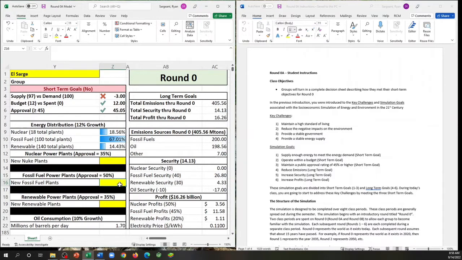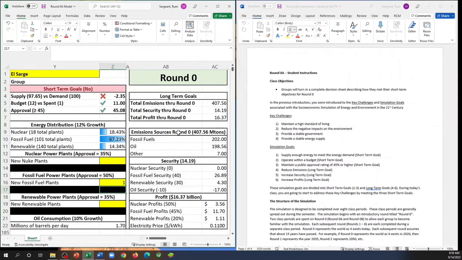If we build a single renewable energy plant and then I hit enter, the security score went from 14.13 to 14.19. The more of our energy grid that we place in fossil fuels, the more secure that energy grid becomes. But burning fossil fuels produces emissions. So let's go up here and look at the emissions factors. Our total emissions that we're producing in round 0 are 405.56. Remember, emissions are bad in this simulation, and probably in real life that's a fair statement. If you build an additional coal-fired power plant, then this 405.56 is going to go up to 407.56. So while it helps your security to build more fossil fuel power plants, it hurts your emissions.